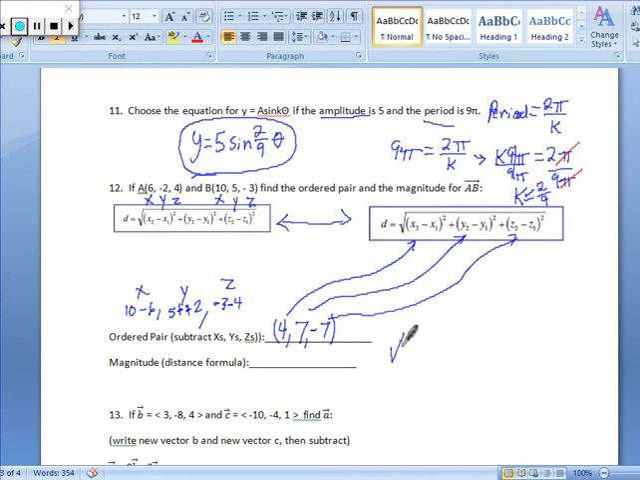So I would have the square root of 4 squared plus 7 squared plus, and then remember to put this in parentheses, negative 7 squared. So this would be the square root of 16 plus 49 plus 49. You put all that in the calculator. Make sure you use parentheses for that. And you're going to get 10.7. Okay? 10.7.